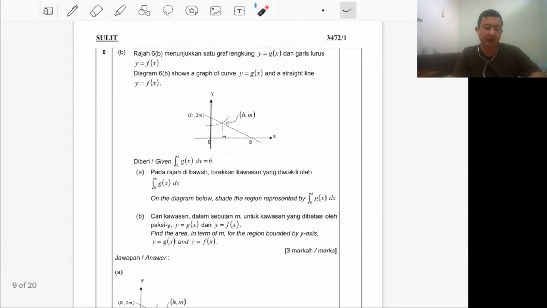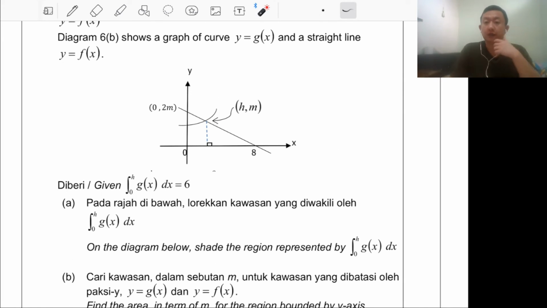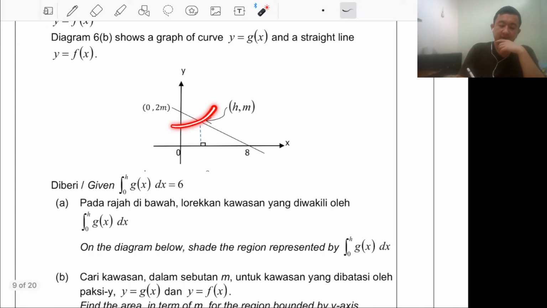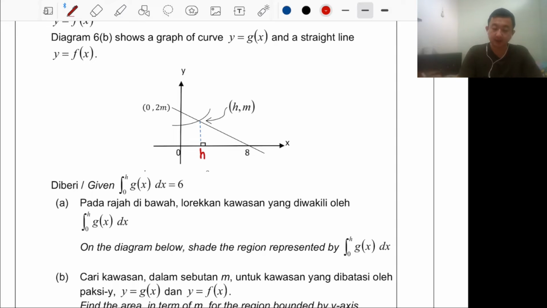6b. Diagram 6b shows a graph with a curve of y equals g(x), assume this is the one, and a straight line. Okay, yeah, this is g(x). This is f(x). Given that the integral from 0 to h of g(x) is 6. So this is h. Label it to help you understand better. This is m. The integral from 0 to h of g(x) along the x-axis.